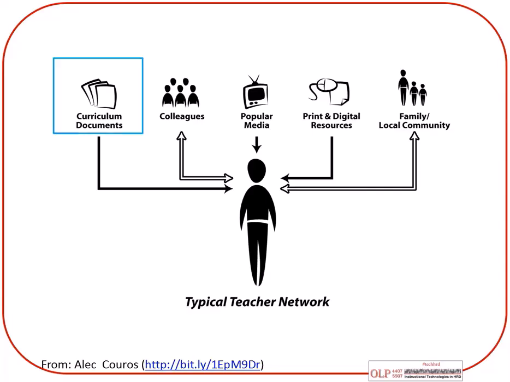So there are curriculum documents, and you'll see that's a one-way arrow, because curriculum documents are not something that we interact with in the classic sense of the word. We consume them, so it's a one-way arrow. We also, on this image, have colleagues, and of course that's a two-way arrow because we interact with colleagues, they interact with us. There's popular media, which for the most part we interact with as consumers. There's print and digital resources, and then there's family and local community. So that's the typical teacher network.